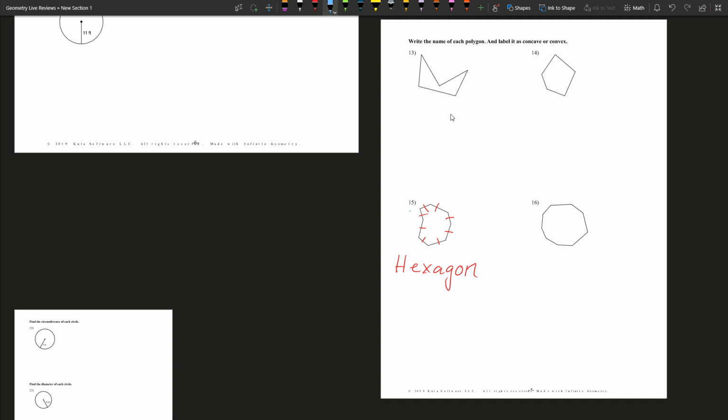If we extended each of these sides, in order for it to be convex, none of the sides would hit the interior of the polygon. Both of these sides do. So if you were to extend both of these sides, the lines that they extend hit the interior of the polygon. So this is concave. So this is a concave hexagon. Sorry, yeah, you're right. This is an octagon.